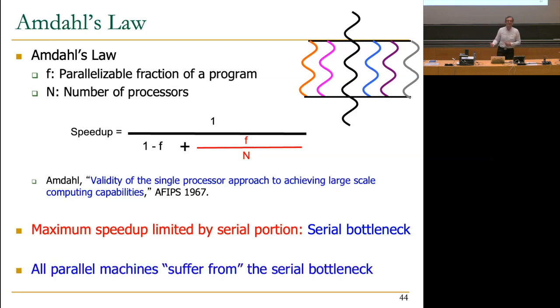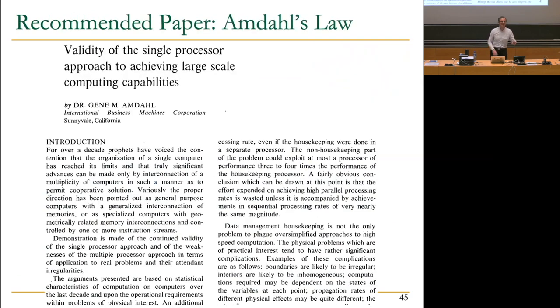So basically, all parallel machines suffer from the serial bottleneck. Whenever you're parallelizing code, it doesn't matter how you're parallelizing it, you suffer from this. That's why this paper was read earlier, right? And how many people did this review? Or you don't remember? Some people, okay. Maybe it's been so long that you don't remember.